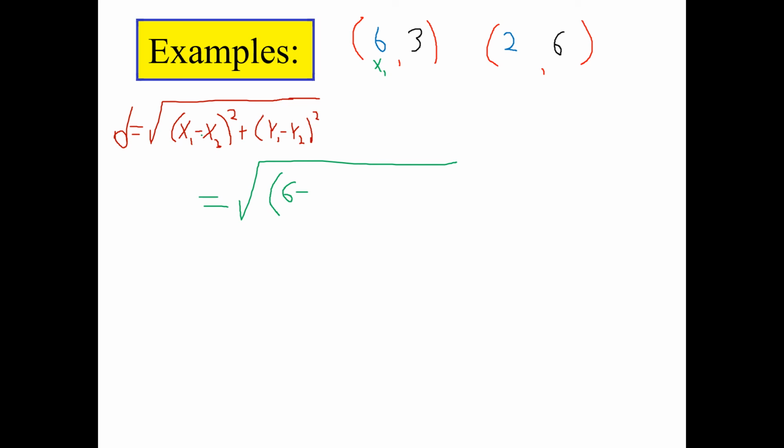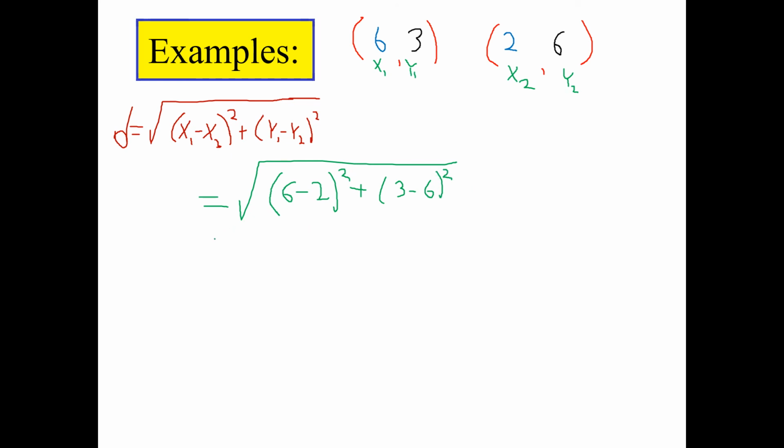So where is my second x-coordinate coming from? Remember, there's only one x-coordinate per point. So I've already used the x-coordinate here, so I can't use the 3. That has to be a y. So we have to use this 2 over here, which is going to be x2. Let's do the same thing with our y's. y1 is here. So that's 3. And y2 is here, which is 6.